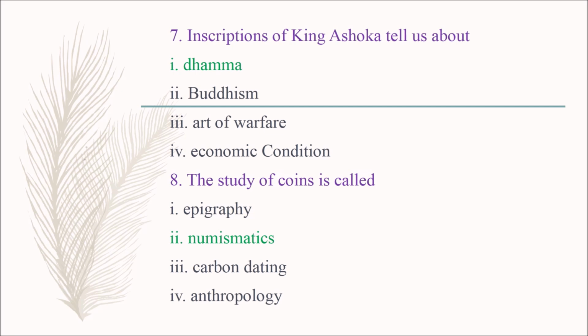Question number 8. The study of coins is called option number 1, epigraphy. Option number 2, numismatics. Option number 3, carbon dating. Option number 4, anthropology. So the answer is option number 2, numismatics.